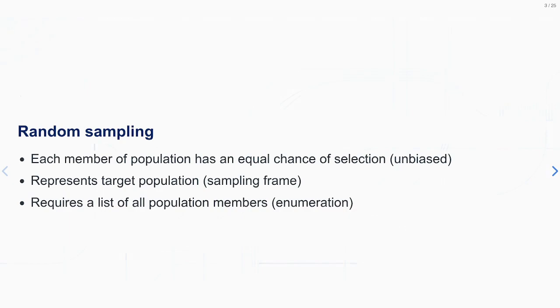Recall our lecture on random sampling. In random sampling, each member of the population has an equal chance of selection, and thus an unbiased chance of belonging to the sample. A random sample represents the target population, which constitutes the sampling frame. In order to do random sampling properly, you would require a list of all population members.